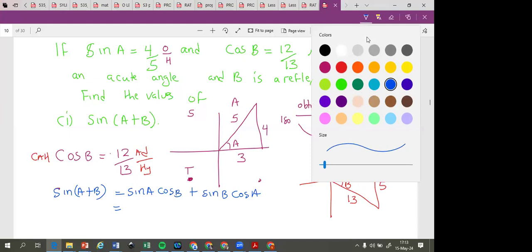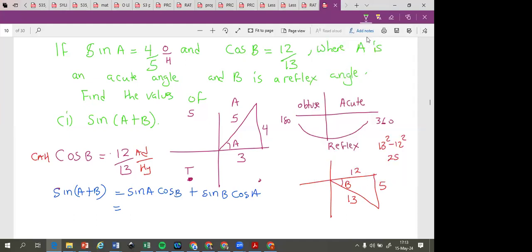Sine of A, we know very well, is given by opposite out of hypotenuse. So it's going to be 4 out of 5, times cos of B. Cos of B is given by adjacent out of hypotenuse, which is 12 out of 13. But cos in this quadrant is positive, so that's why we take it as positive.